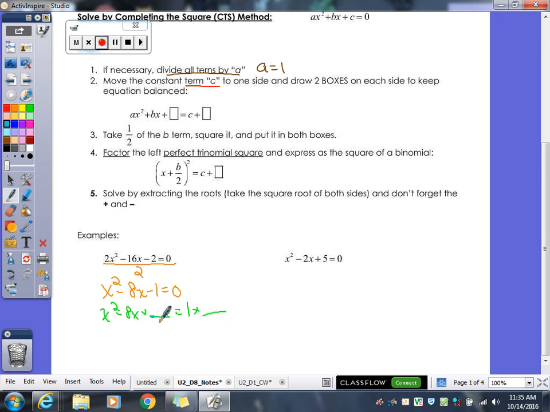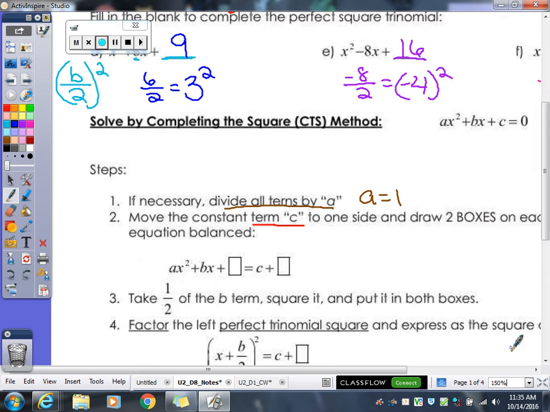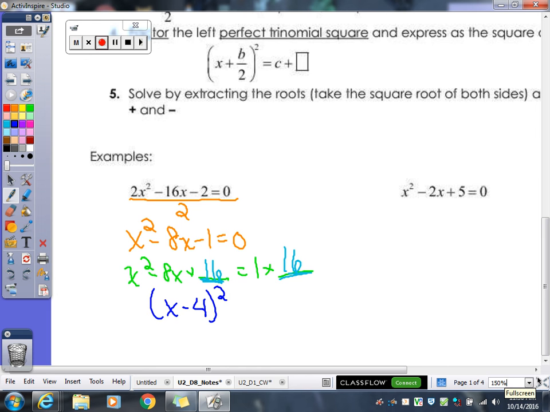So what number are we going to put on the lines? 16. 8 divided by 2 is 4. 4 squared gives us 16. And as I said, x squared minus 8x plus 16, that's our perfect square trinomial. That would factor into x minus 4 squared. You can write that middle step if you want to, but I'm going to skip it for right now. Try to make this a little bigger for you. And then that equals 17, because 1 plus 16 gives me a 17 over there.